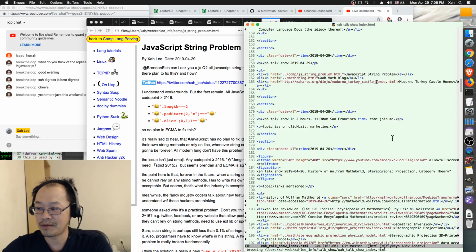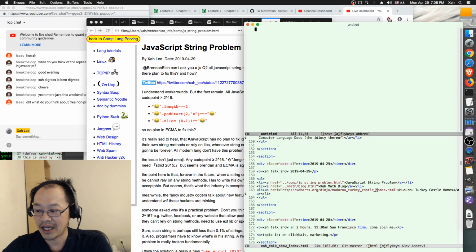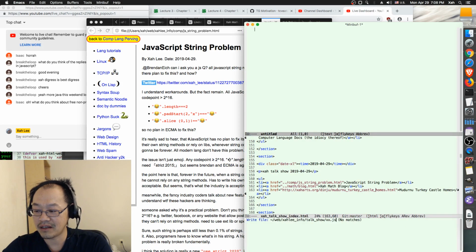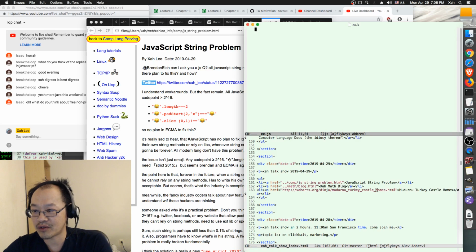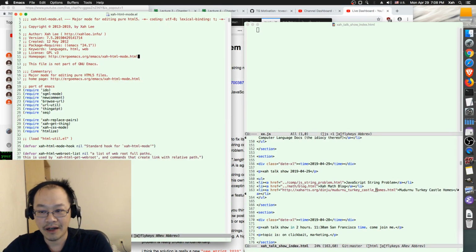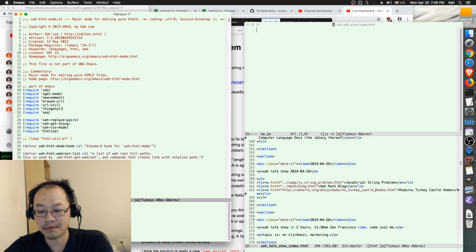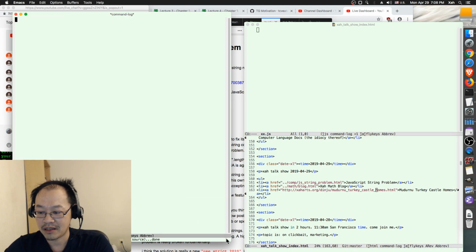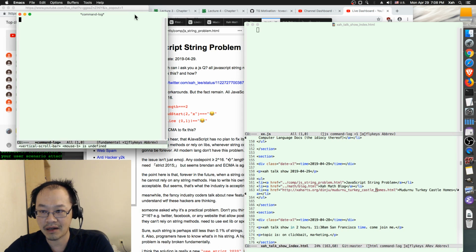Okay, let's go to Emacs. So let's open a new buffer and save this file as xx.js. So it's a temp file. And let me show you what's the issue with JavaScript. It's a kind of surprising issue. Since I'm using Emacs, let me start command log mode, so you can see all my keys and commands in this window.